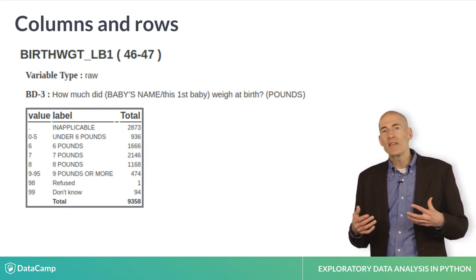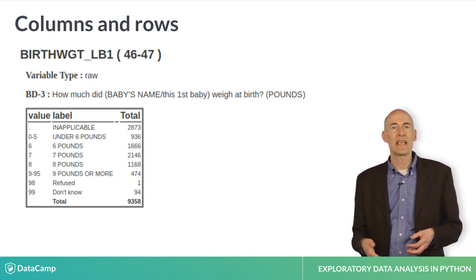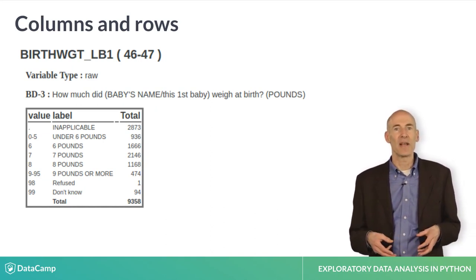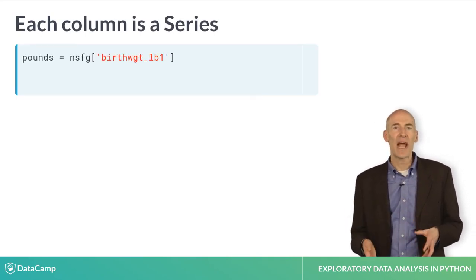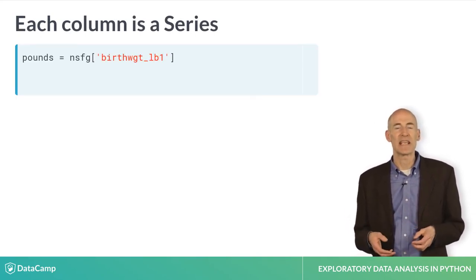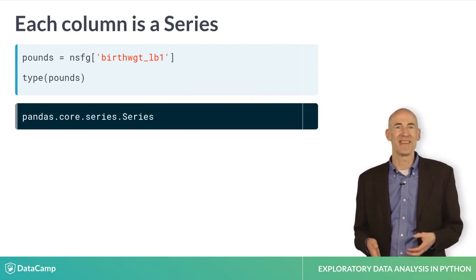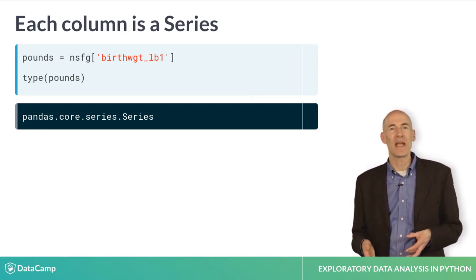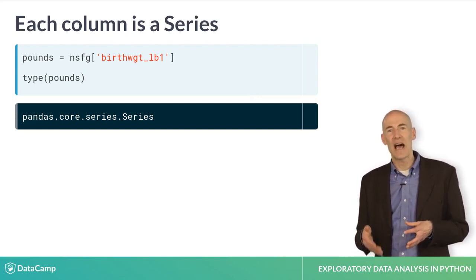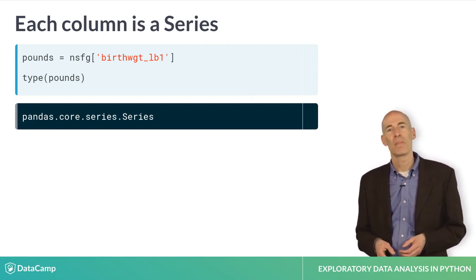In many ways, a data frame is like a Python dictionary, where the variable names are the keys and the columns are the values. You can select a column from a data frame using the bracket operator, with a string as the key. The result is a series, which is another pandas data structure. In this case, the series contains the birth weights in pounds of the live births, or in the case of multiple births, the first baby.